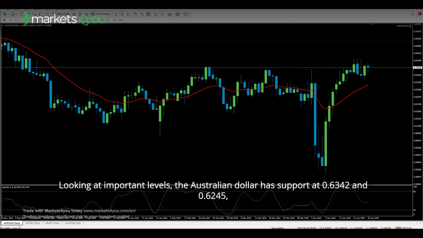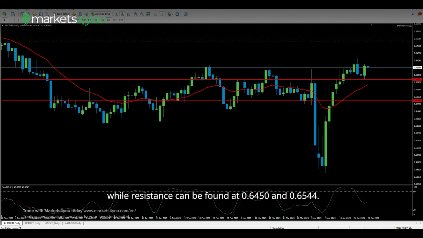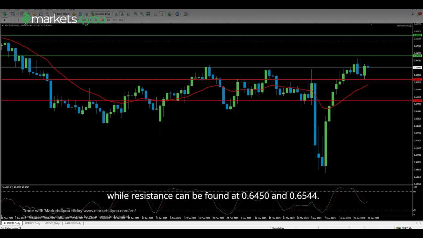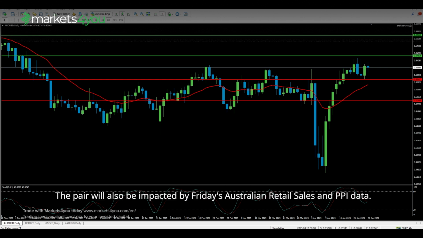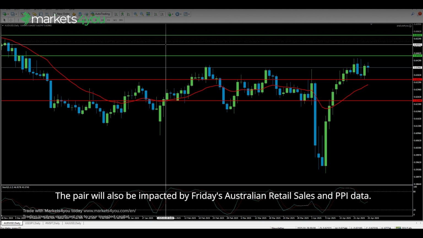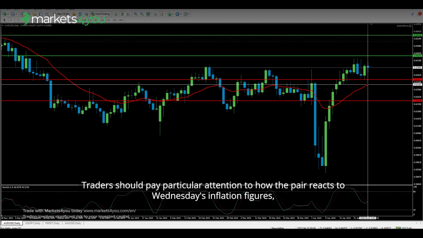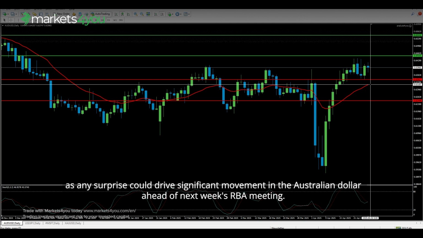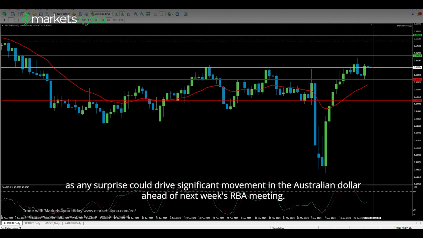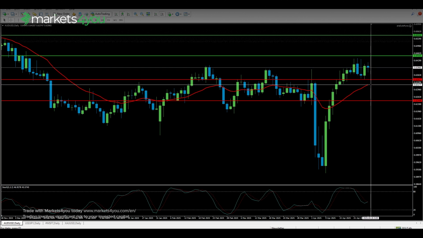Looking at important levels, the Australian dollar has support at 0.6342 and 0.6245, while resistance can be found at 0.6450 and 0.6544. The pair will also be impacted by Friday's Australian retail sales and PPI data. Traders should pay particular attention to how the pair reacts to Wednesday's inflation figures, as any surprise could drive significant movement in the Australian dollar ahead of next week's RBA meeting.